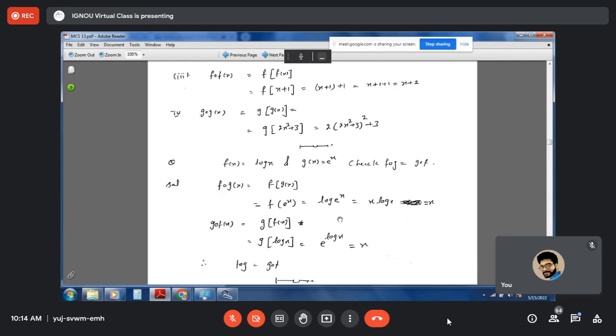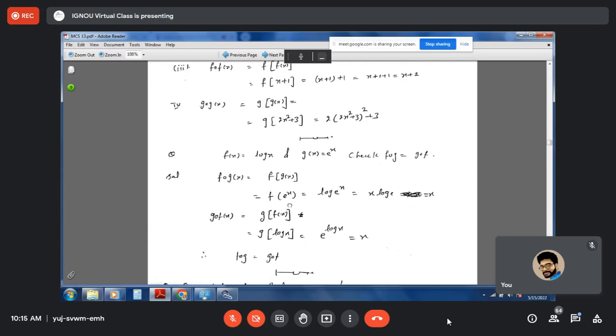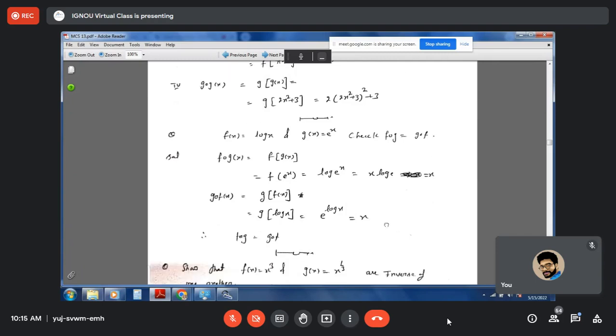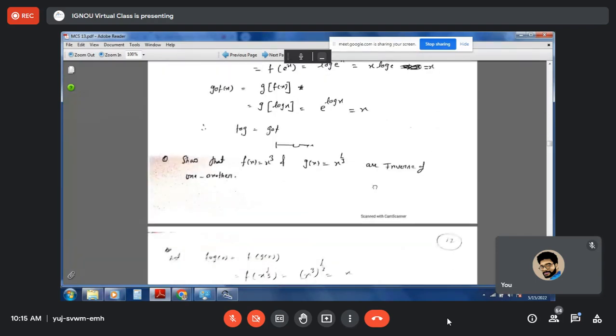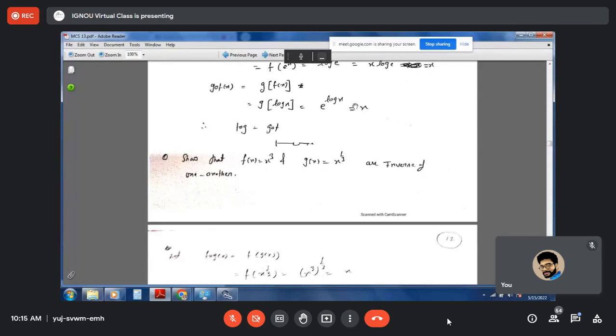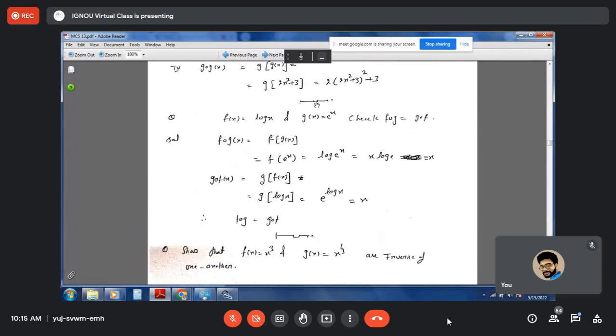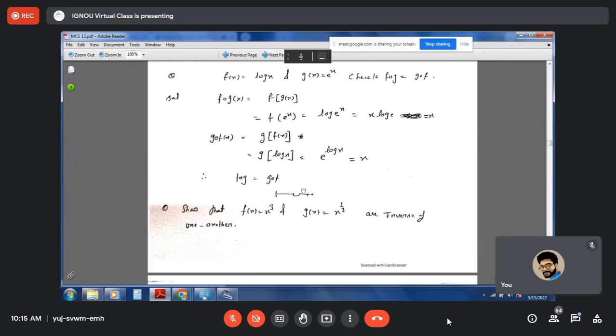There are two types of log. There is a natural log, and one is with the log base 10. In algebra, which log do we use? Here the base is e. The same thing which we discussed here, f composition g, g composition f, how the question is transformed.